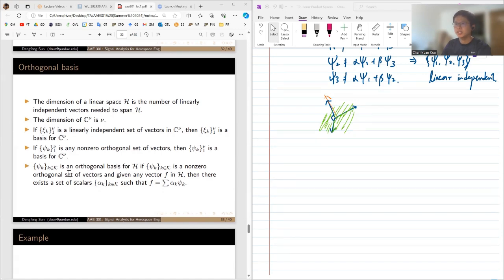And the last point says the set of vectors is an orthogonal basis for H if this set of vectors is a non-zero orthogonal set of vectors, and given any vector f in H, then there exists a set of scalars such that f can be obtained as the linear combination of these vectors.